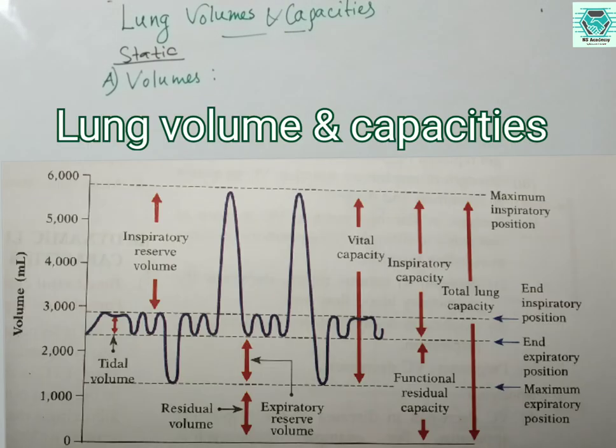Here in the diagram, the different lung volumes and capacities are shown, like tidal volume, inspiratory reserve volume, expiratory reserve volume, residual volume, and closing volume. One by one I will show you what these are with their normal values. This diagram is very important from this point of view.